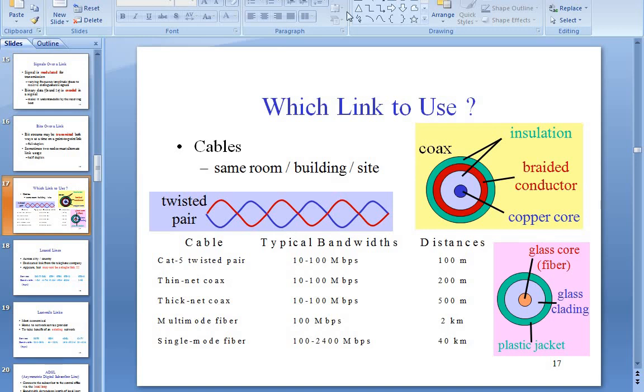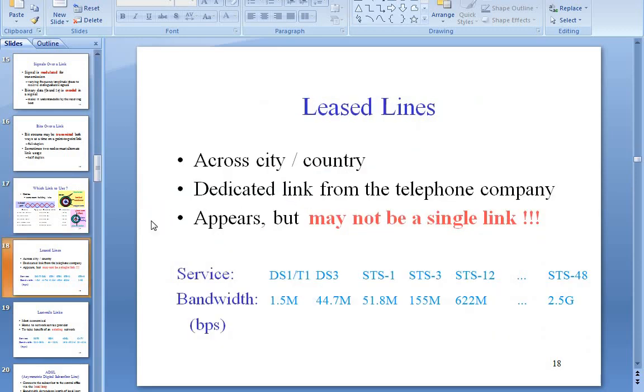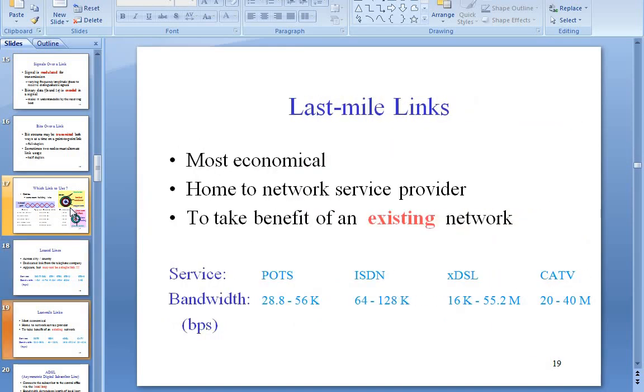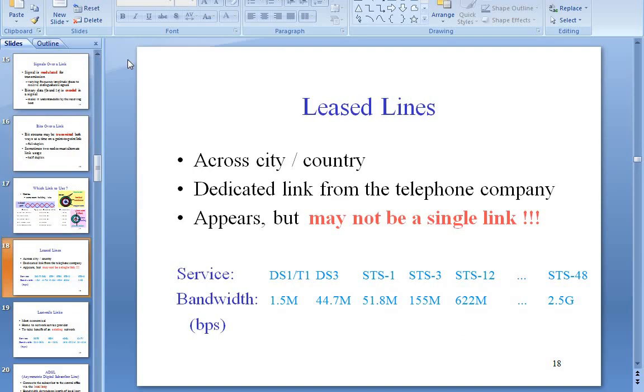We can also use last mile links. Maybe we have leased line links, and we have last mile links. These leased line links are basically acquired normally from the telephone companies.